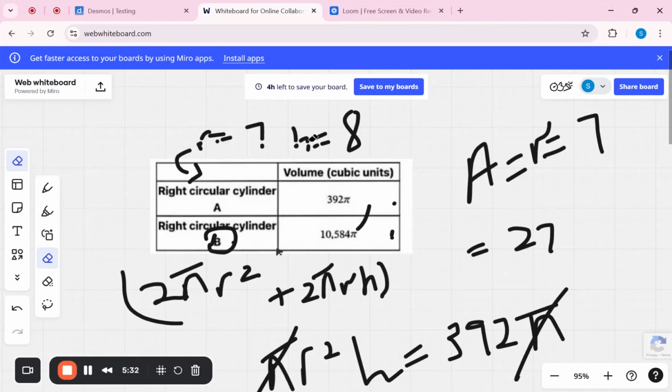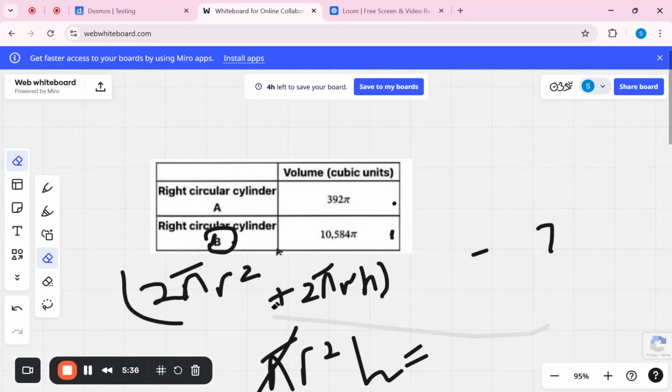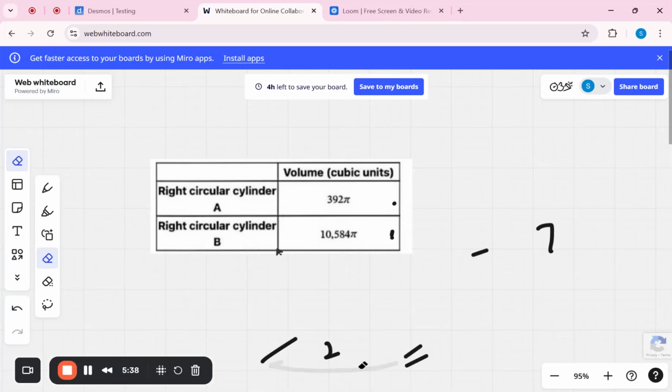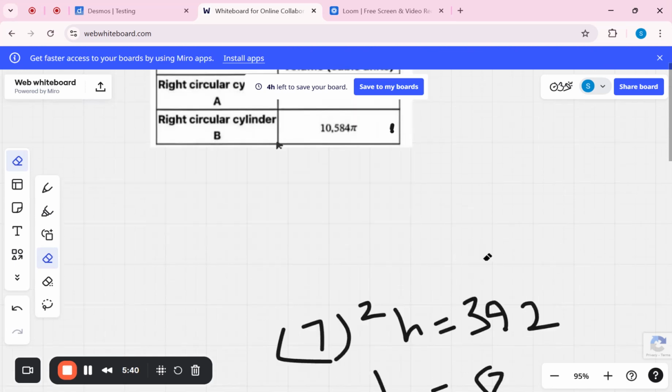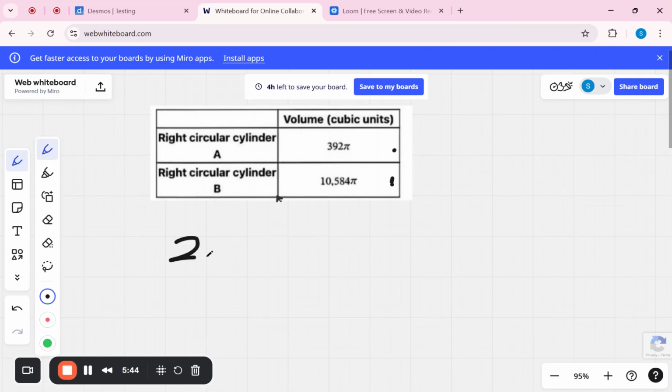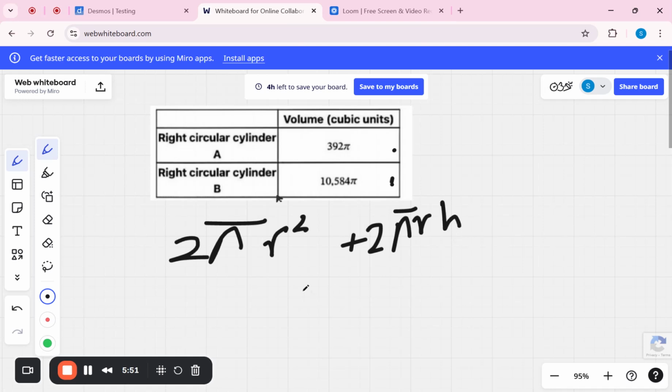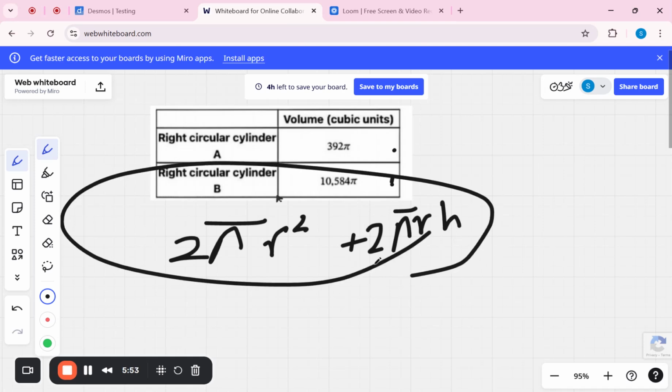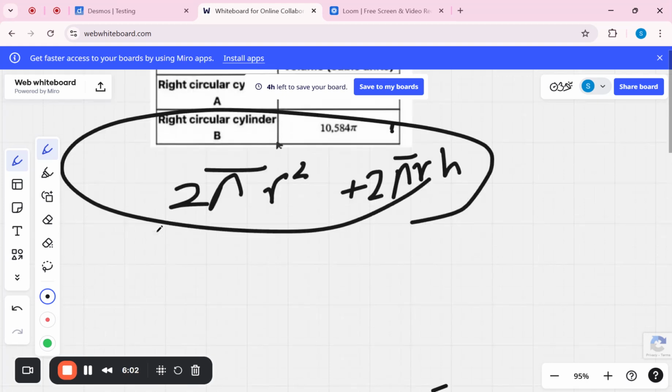Then they asked about the difference between the surface area of cylinder A and cylinder B. Now we need to find the difference. First, the surface area of cylinder A: 2 pi r square plus 2 pi r h. Now there are two ways. One, I can put all the values inside this formula for A, then for B, and in the end I subtract. It is the right way, but it is a longer way.